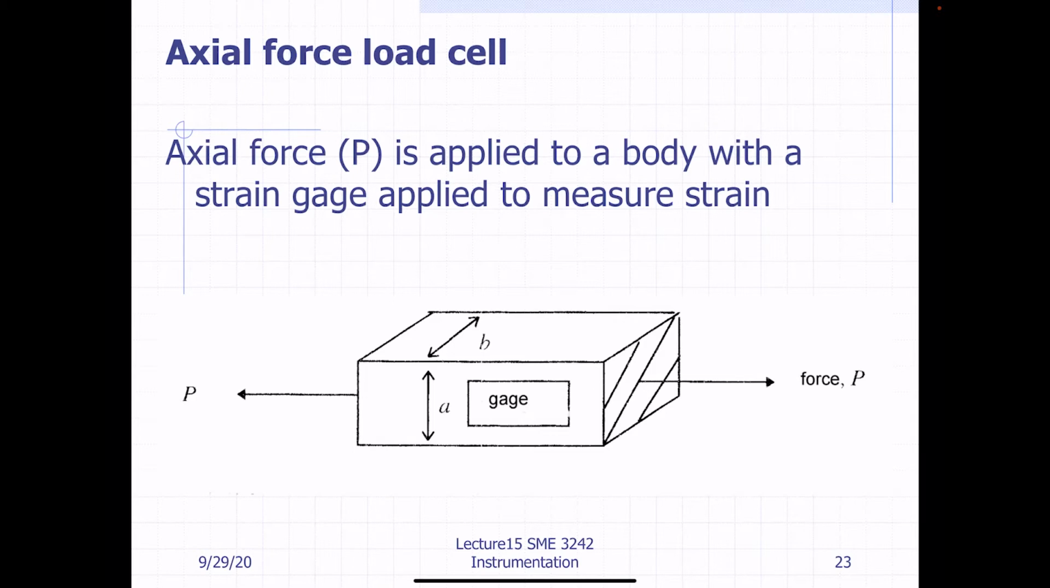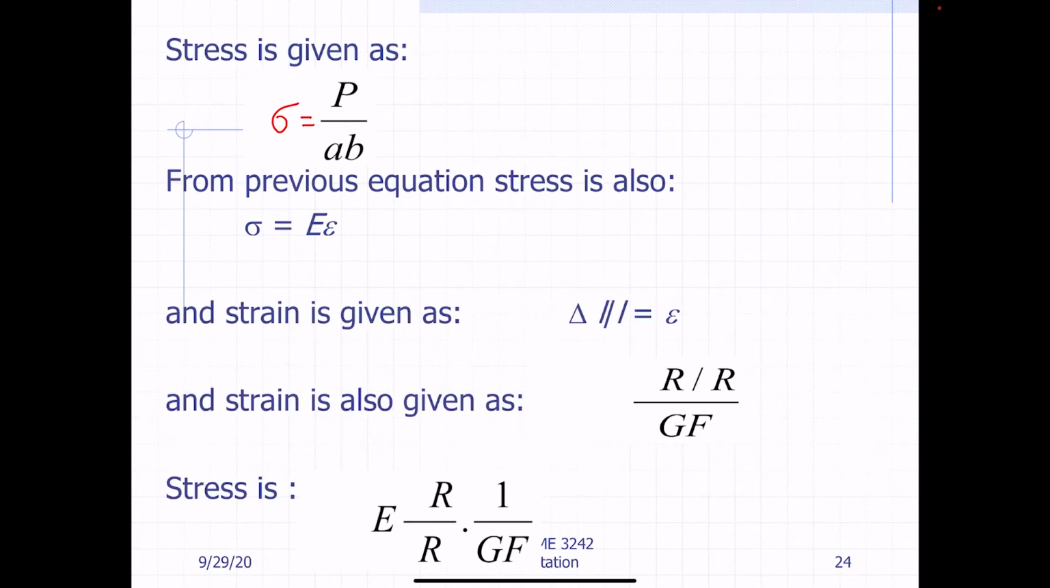the body. Here we consider a rectangular beam of size A multiplied by B, and an axial force is applied onto the beam. The stress in the beam is given as P over A, where A is equal to A multiplied by B. Then we have a relationship with strain, which is stress equal to Young's modulus multiplied by strain. We also know that strain is calculated using the change of length over the overall length.